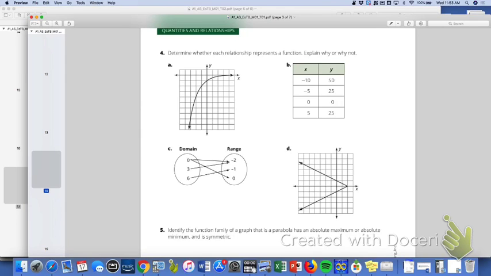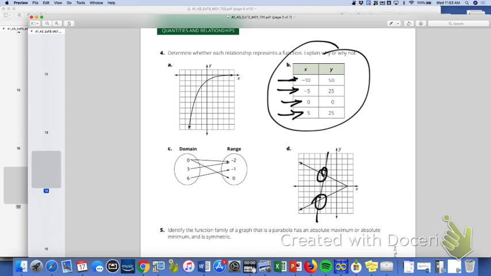The only one that people missed a little bit was B, and I'm not sure why. Is B a function? It is a function. All your x's are different, folks. If all your x's are different, you automatically assume that it's a function. Exactly. And you guys did a great job with the graphs because you remembered it fails the vertical line test. And C wasn't a function because you had two inputs that went to the same output. But like I said, you guys did a great job with that one.